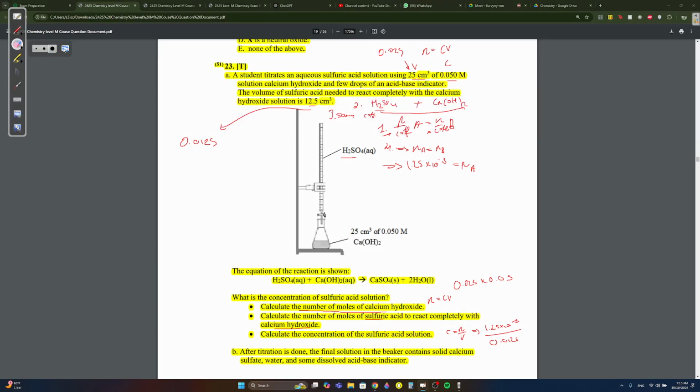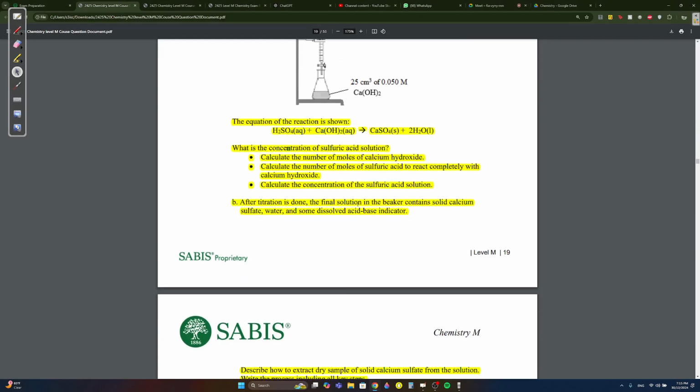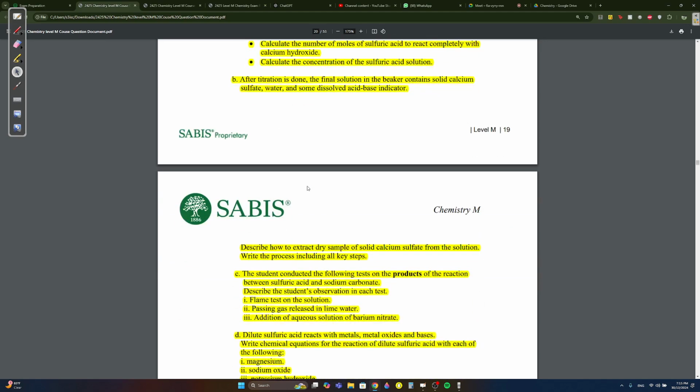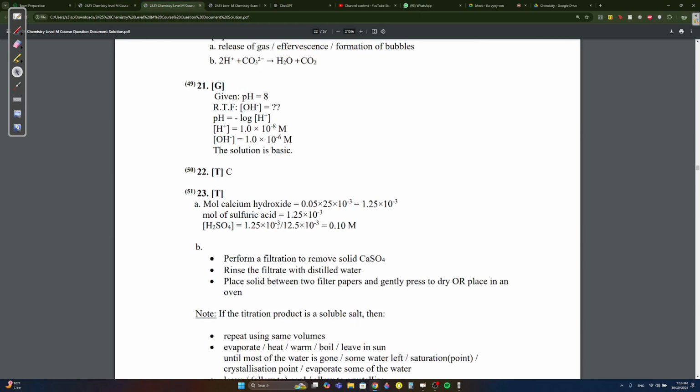For part B, after titration is done, the final solution in the beaker contains solid calcium sulfate, water, and some dissolved acid-base indicator. Describe how to extract a dry sample of solid calcium sulfate from the solution. Write the process including all key steps. You have solid calcium sulfate. How do you remove a solid from a solution? You just filter it, right? So you should perform a filtration.